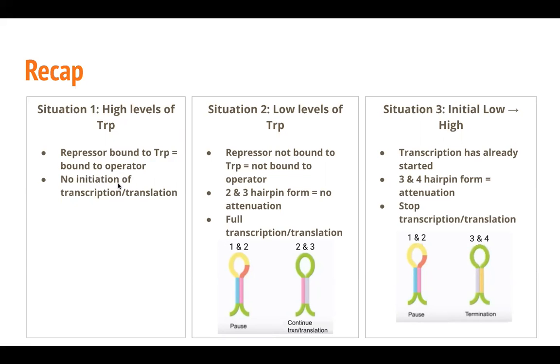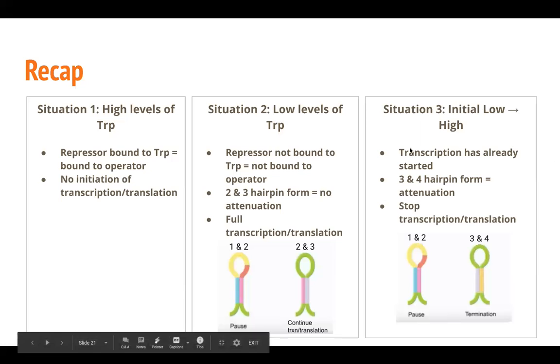Situation 2 is that low level. Transcription will occur because there's not enough tryptophan to bind to the repressor. So the repressor will not bind to the operator and will not be that stop sign. So the cell will get the go to do transcription. Because the ribosome will pause on that section, 1 and 2 will form a hairpin just to allow it to catch up. And then as it's making tryptophan, there's still not enough. So 2 and 3 will be able to hairpin, and you'll get a full transcript of mRNA and full translation of the tryptophan proteins.